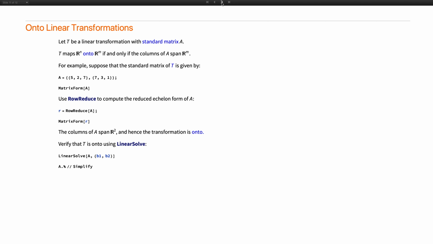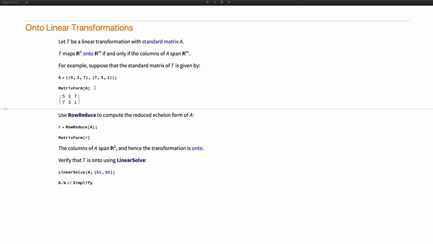Okay, on to another kind of transformation, which is onto transformations. So here is a transformation T with standard matrix A. The question is, when is it onto? Well, it's onto if the columns of A span the image. So here is your matrix A, let's say. And what you want to do is to check if the transformation T, for which A is a matrix, is onto or not. In other words, if you're given any vector in Rm, over here, in the codomain, can you find a pre-image for it or not?